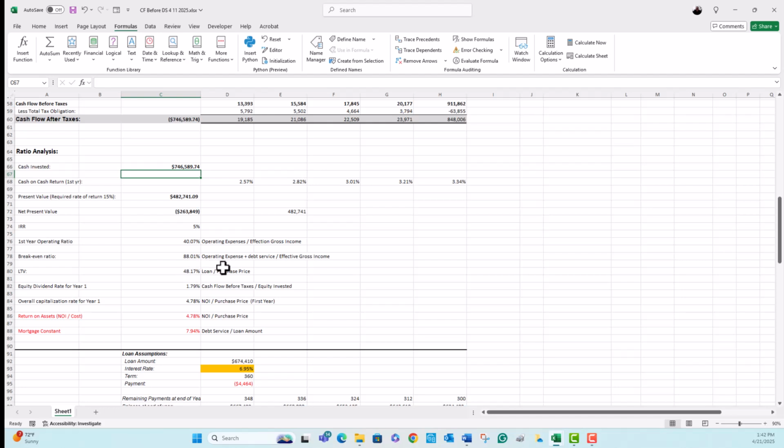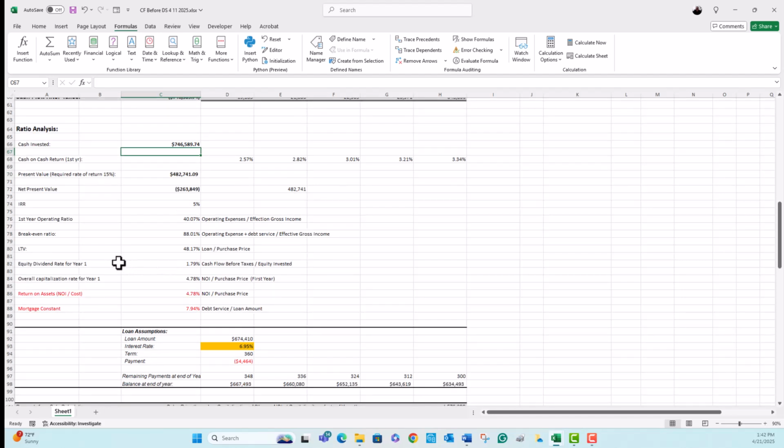The equity dividend rate. That is the cash flow before taxes divided by the equity invested, the $746,589. And so that number is 1.79%. But the cash on cash is 2.57%. How did that happen? Well, because that's calculated after taxes, and there was a tax benefit in the first year. We'll talk more about that. So in the first year, 1.79%.